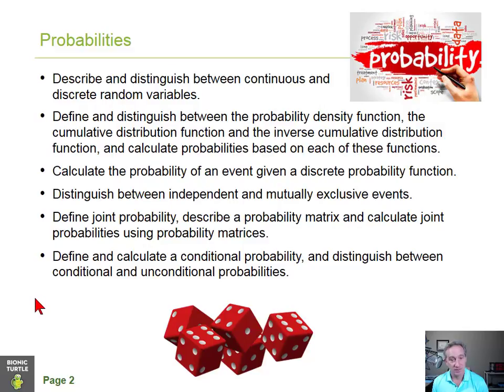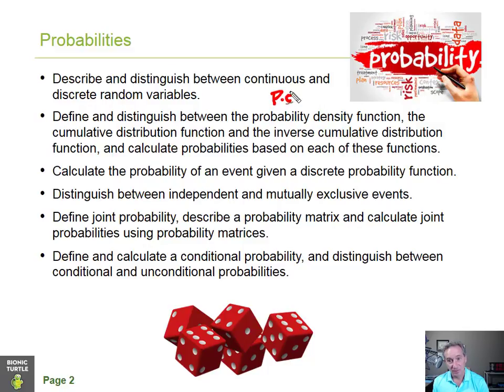Here are the learning objectives. Most of these are quite seasoned. Some have been in the syllabus for up to a decade. So we have some very fundamental probability concepts here. You can see, including, we want to be able to distinguish between a continuous and a discrete random variable. We also have define and distinguish between the probability density function.